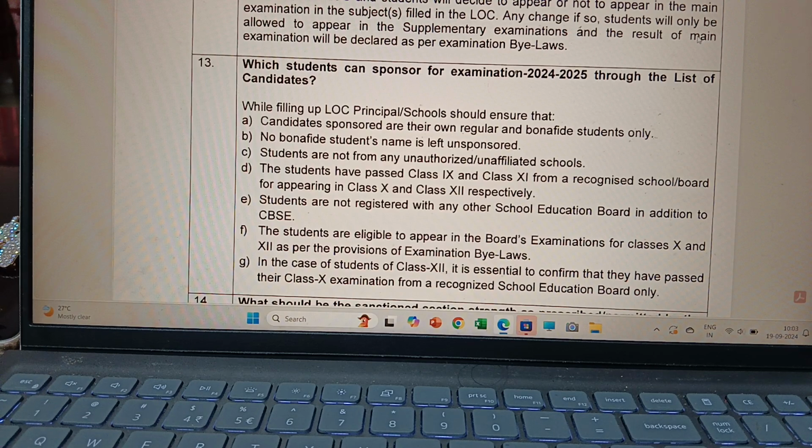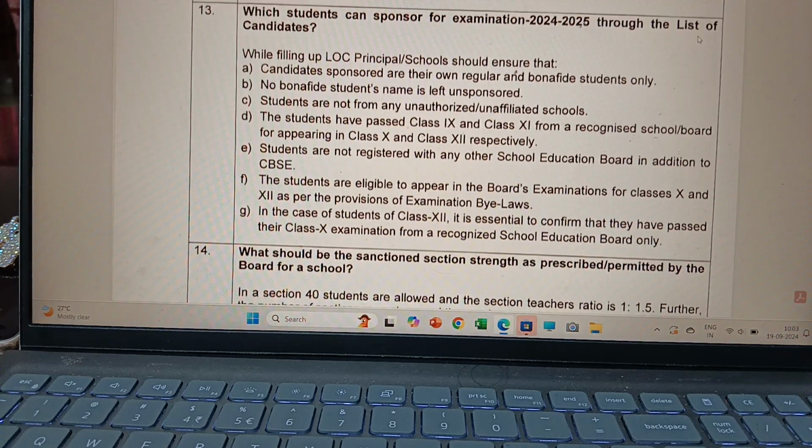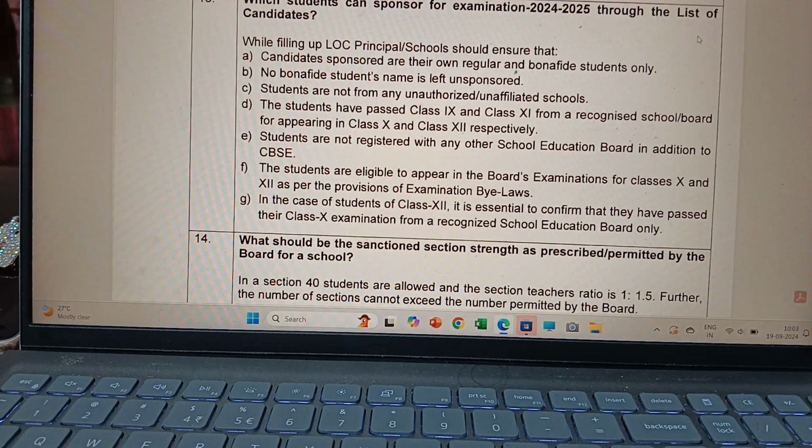The students are eligible to appear in the board's examinations for classes 10 and 12 as per the provisions of examination bylaws. In the case of students of class 12, it is essential to confirm that they have passed their class 10 examination from a recognized school or a school education board only.